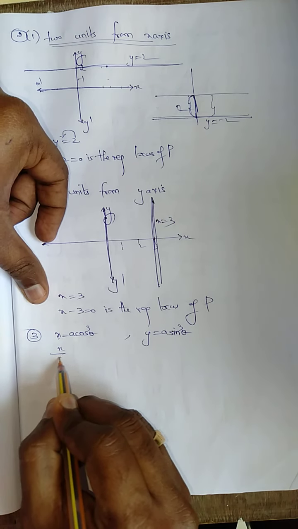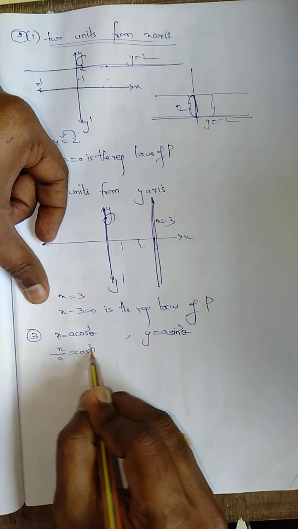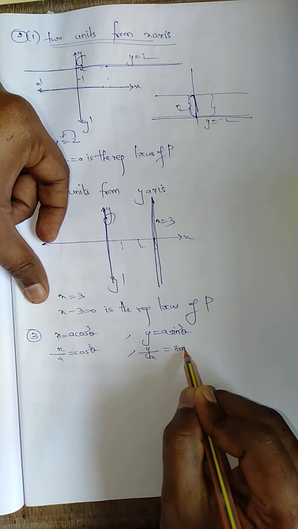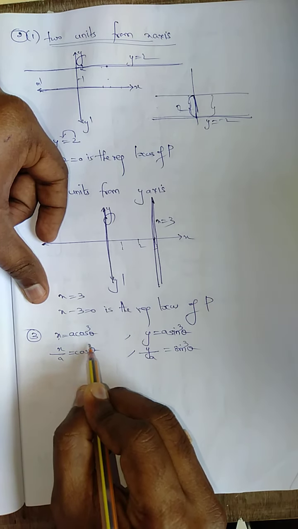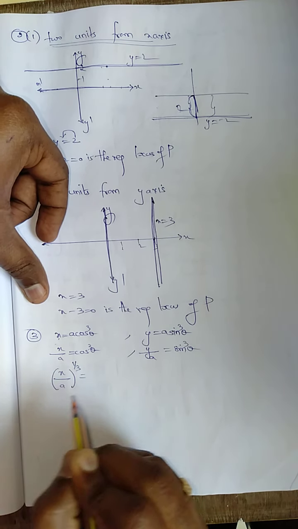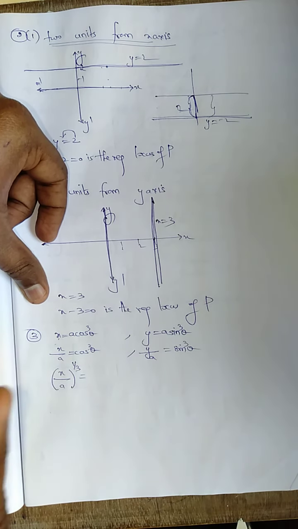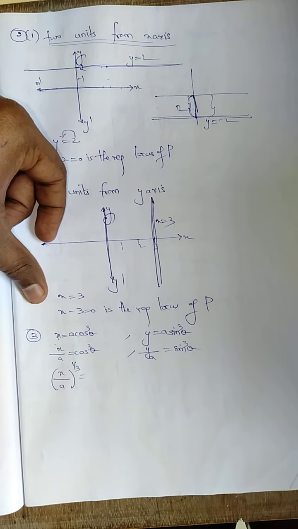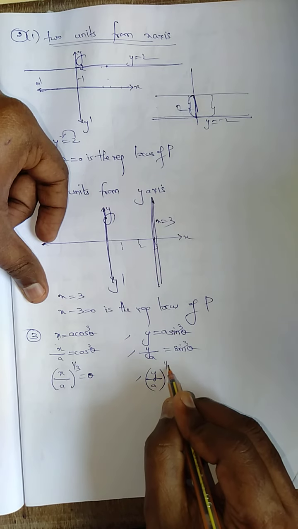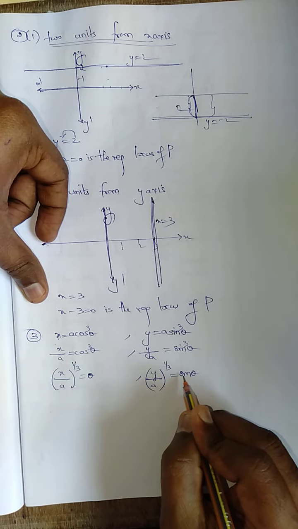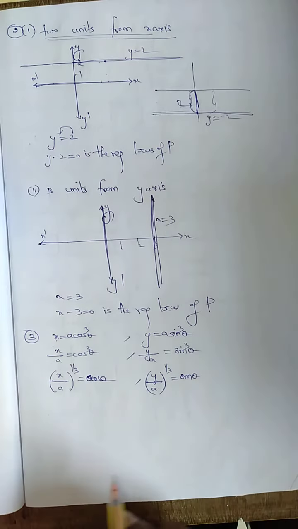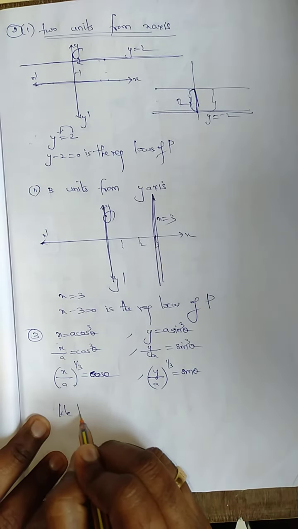X is equal to a cos cube theta, y is equal to a sin cube theta. Bring the a down: x by a is equal to cos cube theta. The same procedure: y by a is equal to sin cube theta. If the cube comes to this side, it becomes x by a whole power of 1 by 3, equal to cos theta. The same here: y by a whole power of 1 by 3 is equal to sin theta.